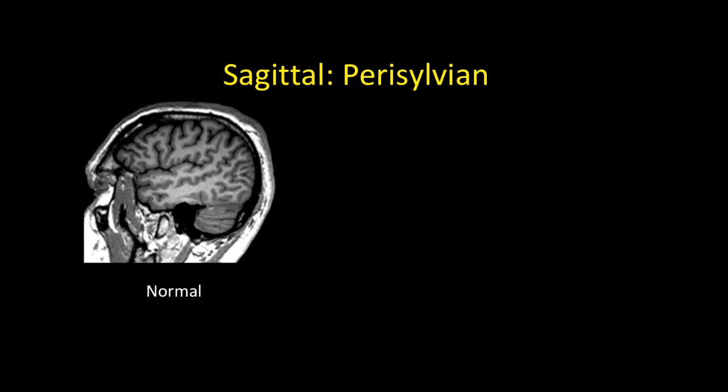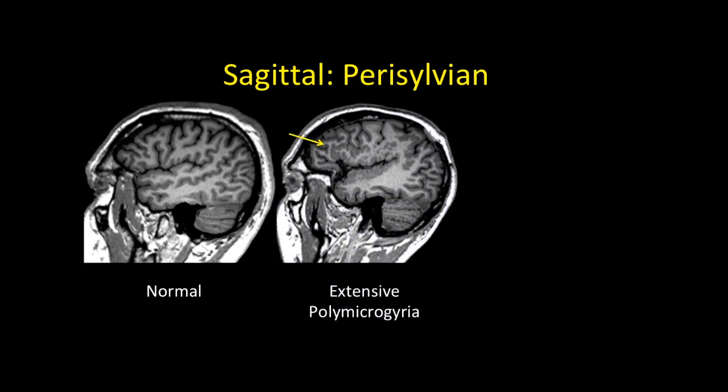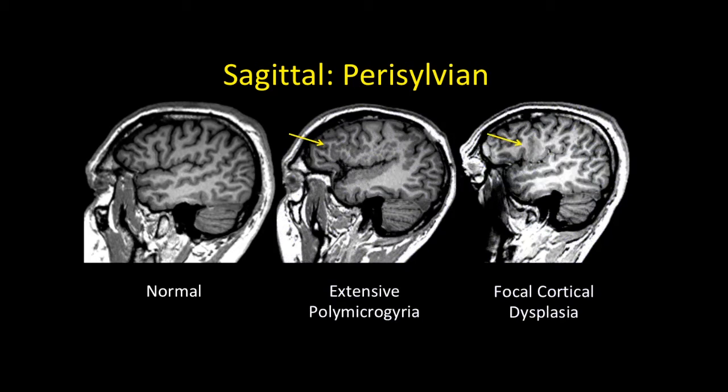And here's a normal image for comparison. Here's a case of an extensive polymicrogyria, and here's the case of a subtle cortical dysplasia. I've found that any location where the brain folds on itself, like the interhemispheric fissure or the sylvian fissures, tend to be good areas to find seizure foci.